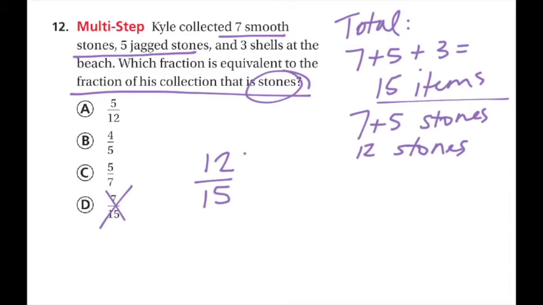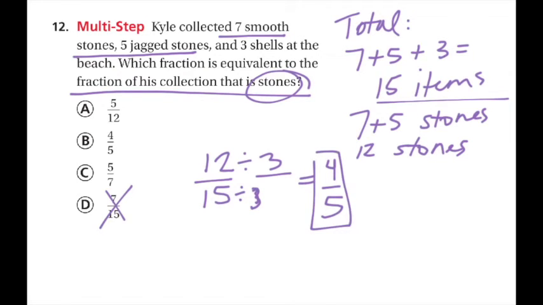So let's divide 12/15 by 3 over 3. And what do I get? 12 divided by 3 is 4, and then 15 divided by 3 is 5. So I got 4/5. And look, that's answer choice B. So I can select this one.